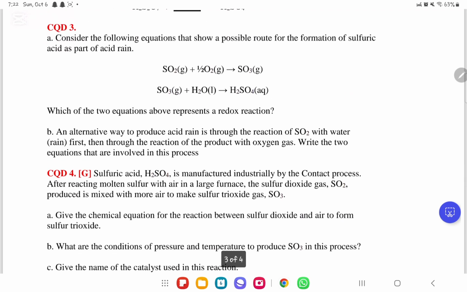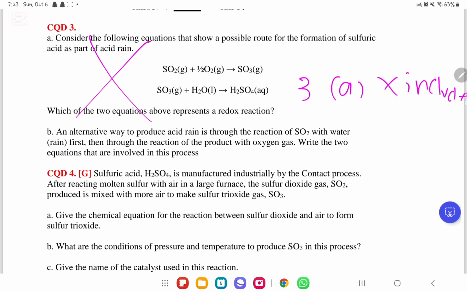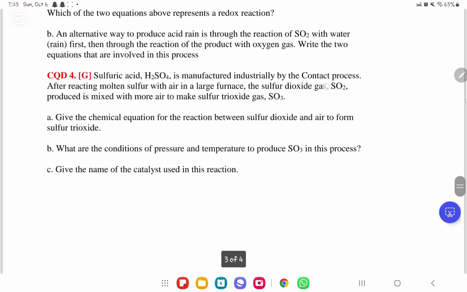CQD number 3. Consider the following equations that show a possible route for the formation of sulfuric acid as part of acid rain. Which of the two equations represent a redox equation? I don't think we took this, so we don't have part A. 3A not included.